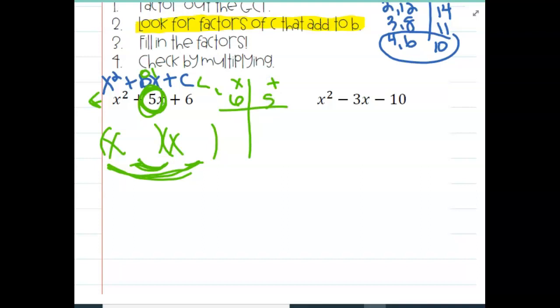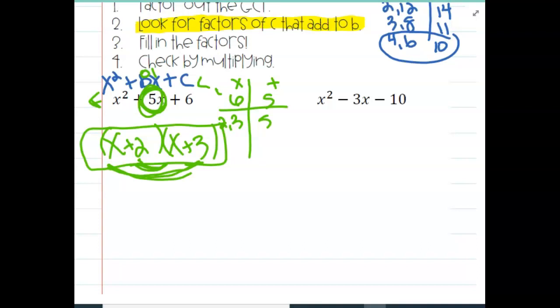So start with the left-hand column. What are some things that multiply to give you 6? 2 times 3. Now, if you plug in a 2 times 3, I promise you without even foiling it out, your O and I are going to be 2x and 3x. 2x plus 3x, look at that, gives me 5. These are the two puzzle pieces that you're trying to figure out. So your answer is going to be x plus 2 times x plus 3.